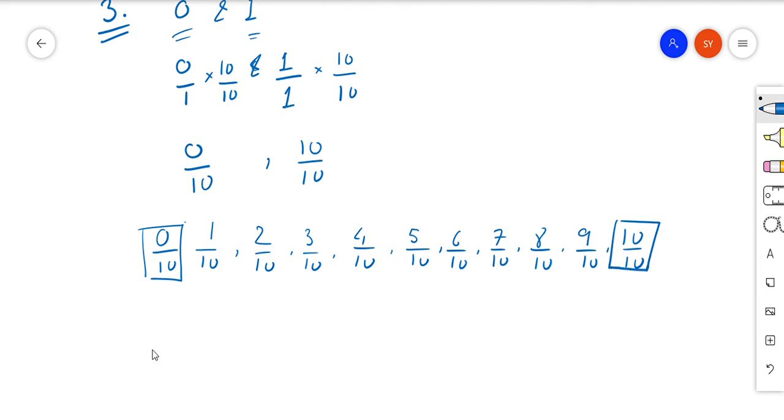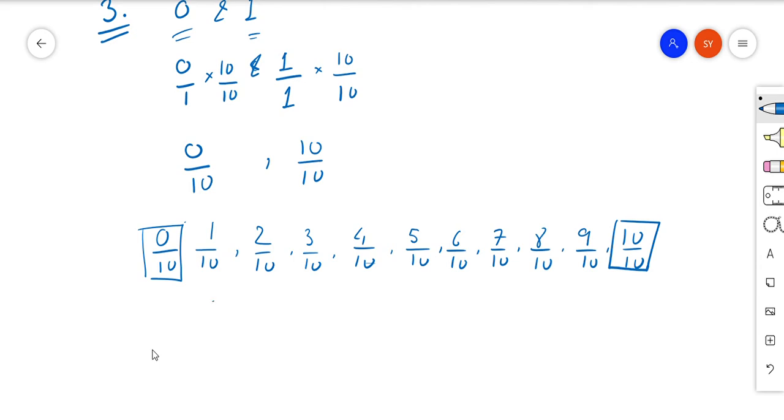This is a non-standard form of writing 0, and this is a rational number form of writing 1. The 10s will get cancelled and finally what will remain is 1 in standard form. So now you can choose any 5 numbers from these, and that will be the rational numbers between 0 and 1. If you see, this is nothing but this.